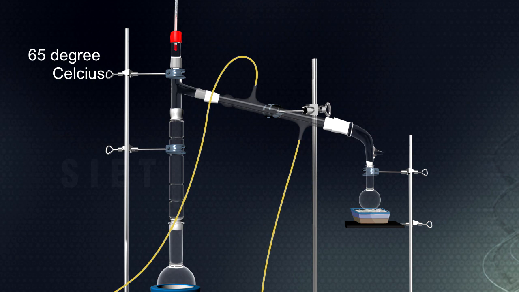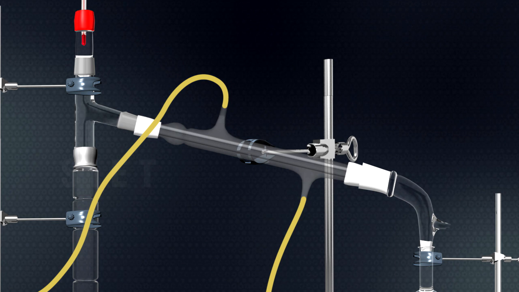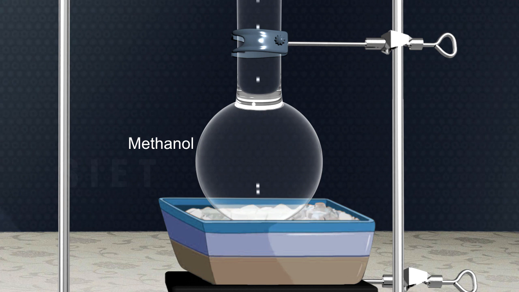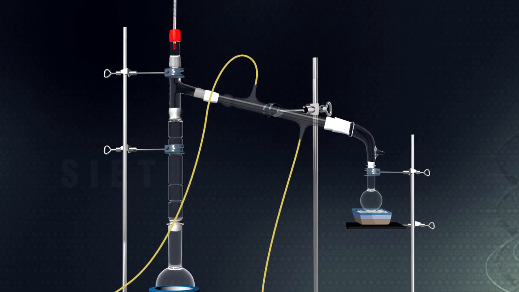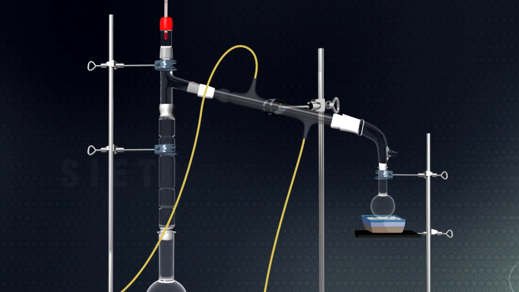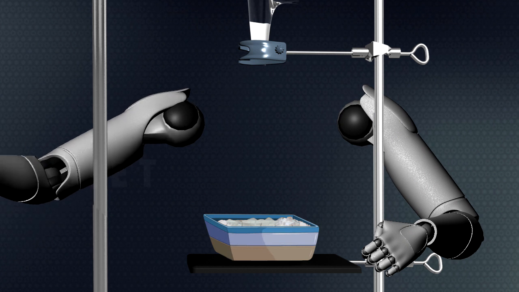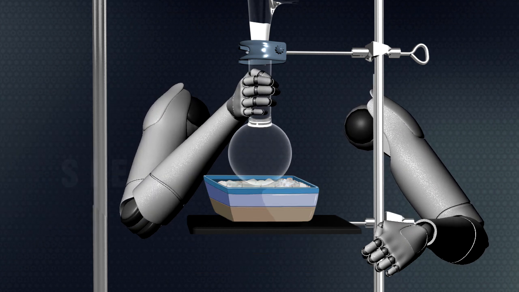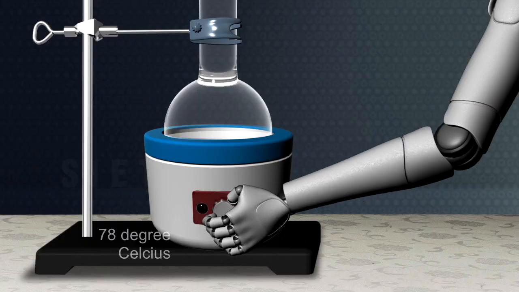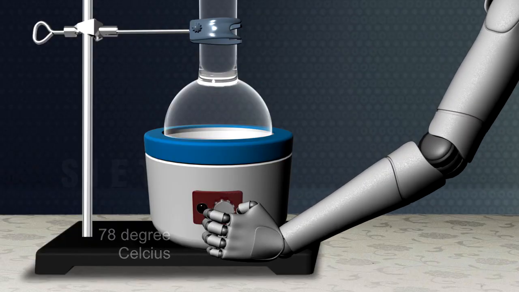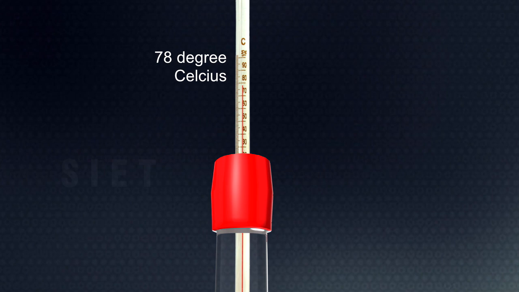At 65 degrees Celsius, methanol vaporizes and the vapors first rise through the fractionating column and pass through the condenser. Condensation occurs and methanol is collected in the receiver flask in the liquid form. Remove the RB flask containing methanol and connect a new RB flask to the vacuum adapter. Again, set the temperature of the heater to 78 degrees Celsius and heat the contents of the RB flask.